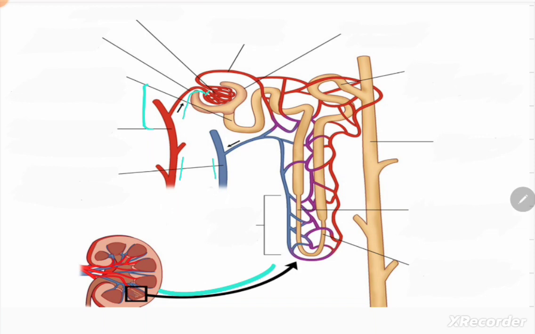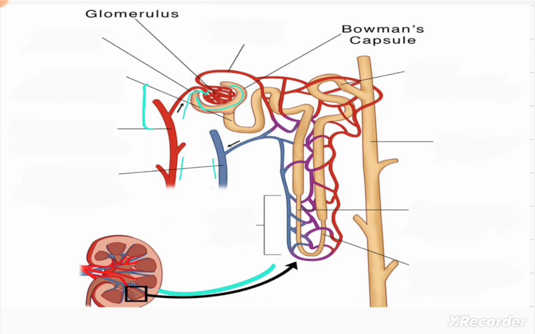So here we can see that there is a cluster of capillaries, which is surrounded by a capsule. This capsule is known as Bowman's capsule. Inside the Bowman's capsule, there is a cluster or collection of capillaries which is known as the glomerulus. So this is the glomerulus and Bowman's capsule. This is the first unit of the nephron.